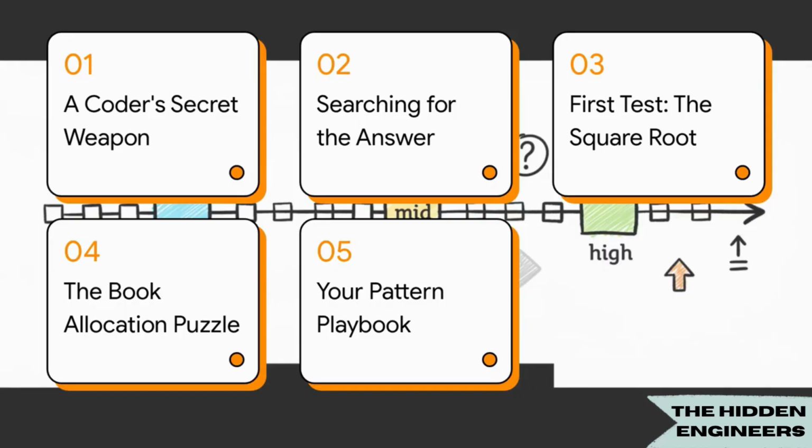Here's our game plan. First, we'll define what this secret weapon actually is. Then we'll get into the mindset of searching for the answer itself. We'll test it out on a simple problem, calculating a square root, before unleashing it on a classic, tricky interview puzzle about allocating books. And finally, I'll give you a playbook so you can spot these problems in the wild.